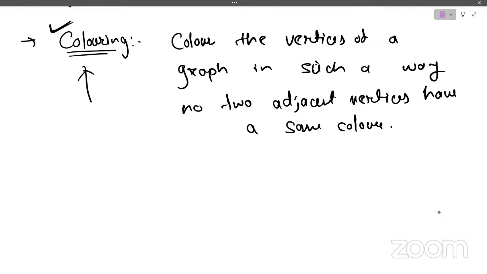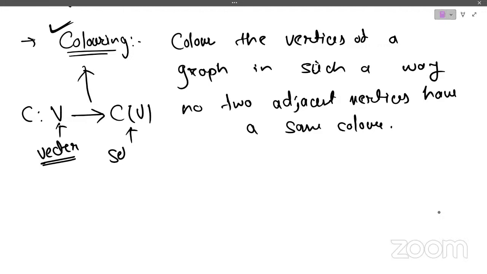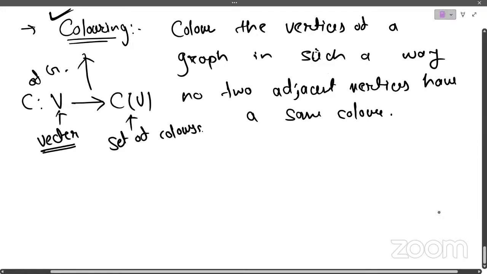So in the mathematical sense, coloring is denoted simply by a function c from the vertex set V, because I want to assign a color to each vertex, from the vertex set V to a set of colors, suppose C of V. This is a set of colors. So basically a function from the set of vertices to a set of colors is known as the coloring of a graph.